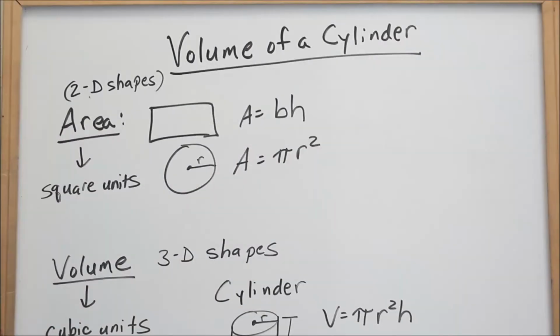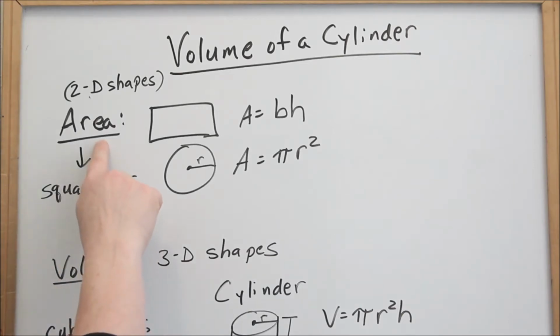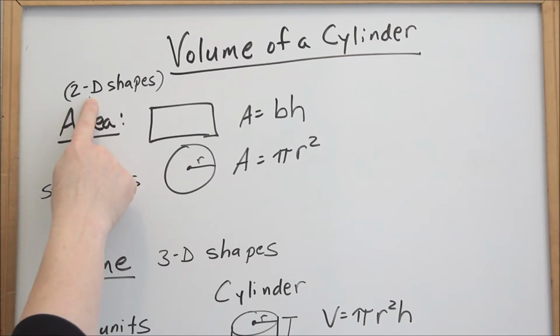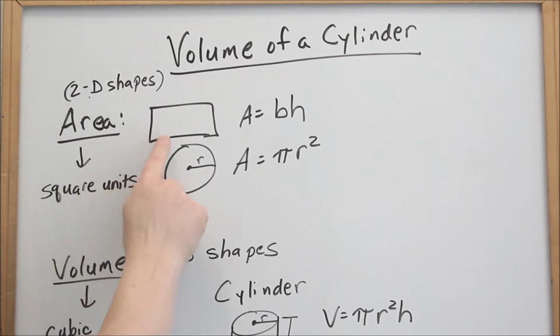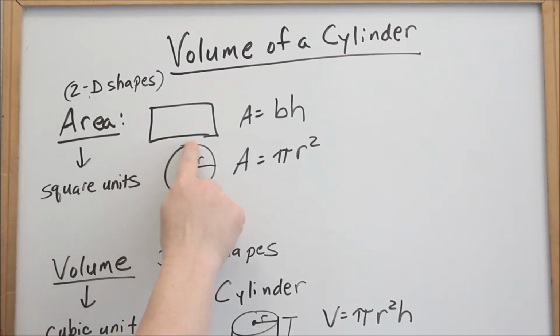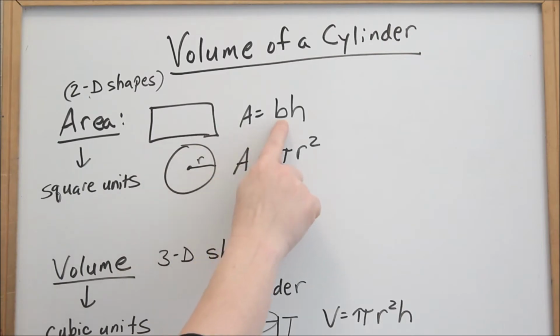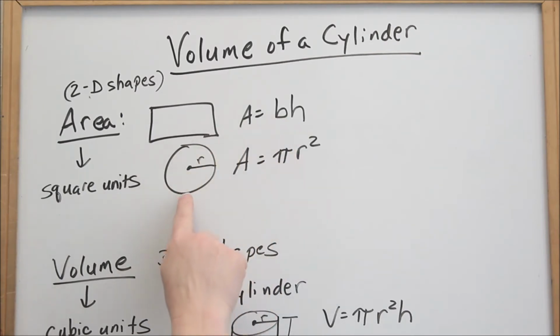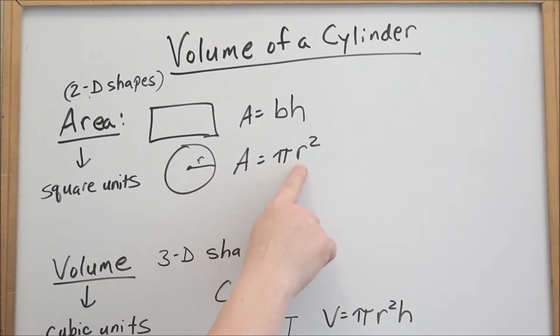Okay, today we're doing volume of a cylinder. Before I talk about volume, I want to talk about area. Area was two-dimensional shapes. So if we did the area of a rectangle, the formula for area of a rectangle is area is base times height. Then the formula for area of a circle is pi r squared. Pi times the radius squared.